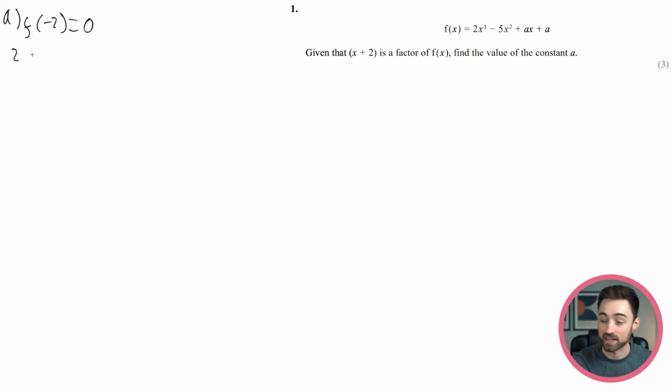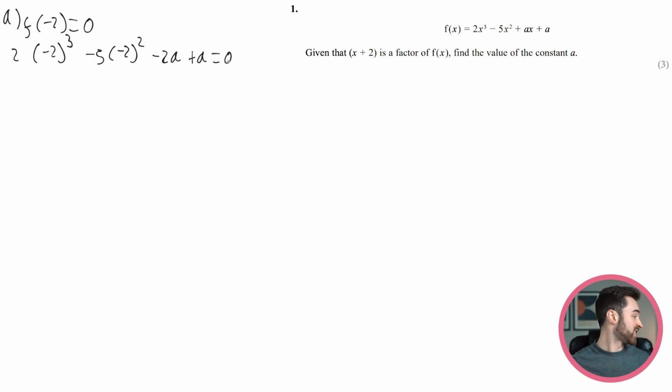So what we're going to get is 2 times minus 2 cubed, minus 5 times minus 2 squared, plus ax, so that's going to be minus 2a, and then plus a. All of that's going to equal 0. We just got an equation.